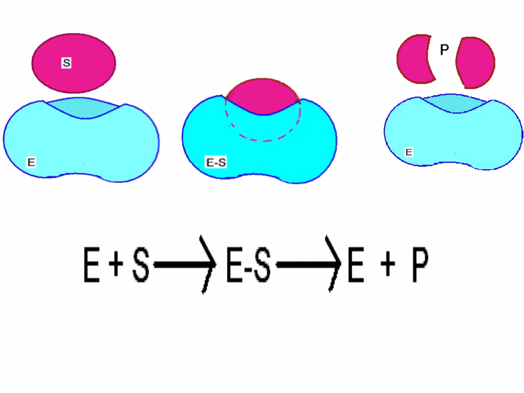You've got this diagram in your notes. So E stands for enzyme, S stands for substrate. It forms an enzyme-substrate complex. Notice how the substrate fits into the active site of the enzyme, and then it forms the products, P.